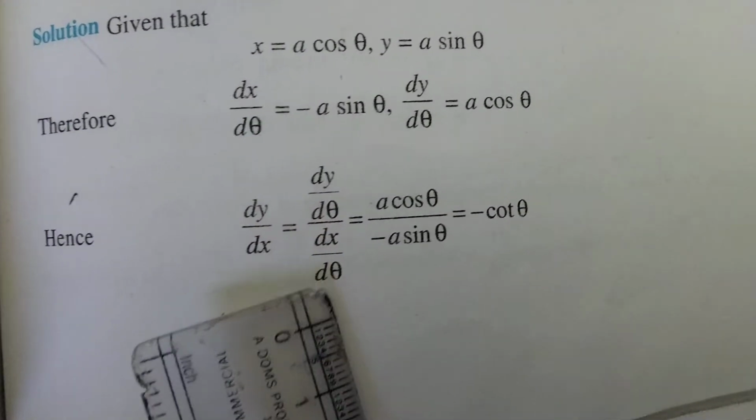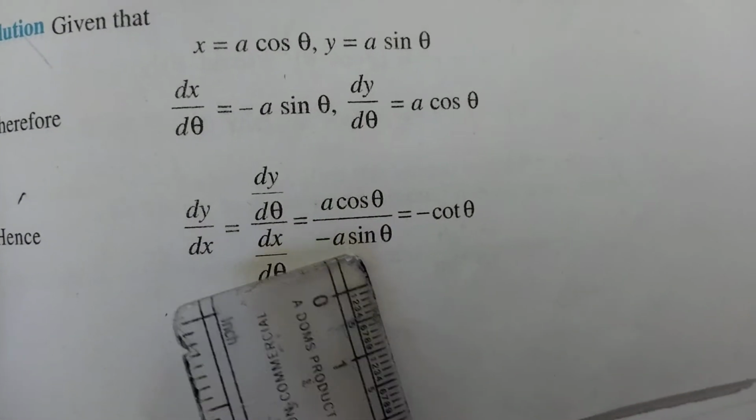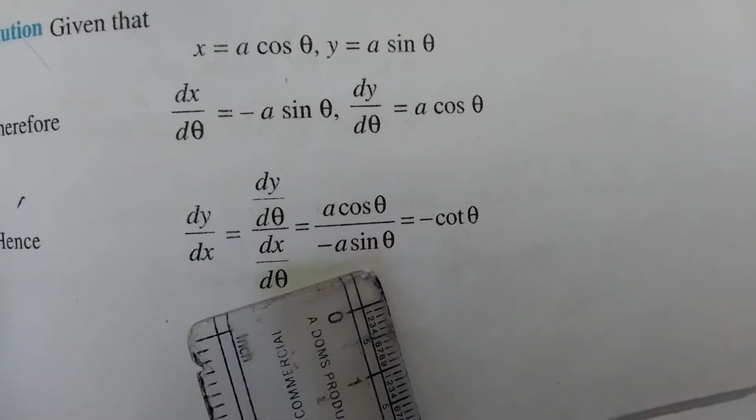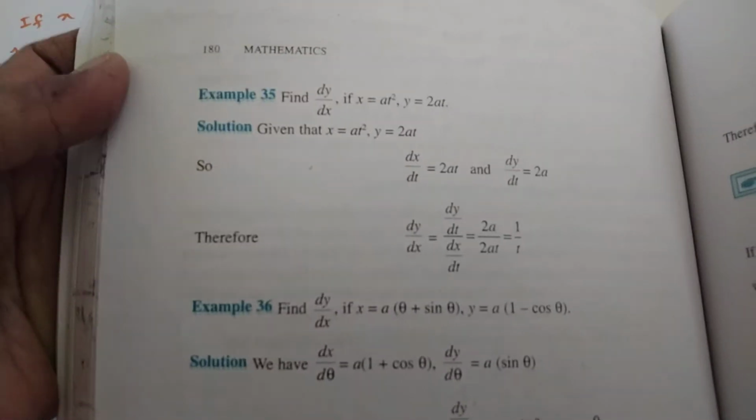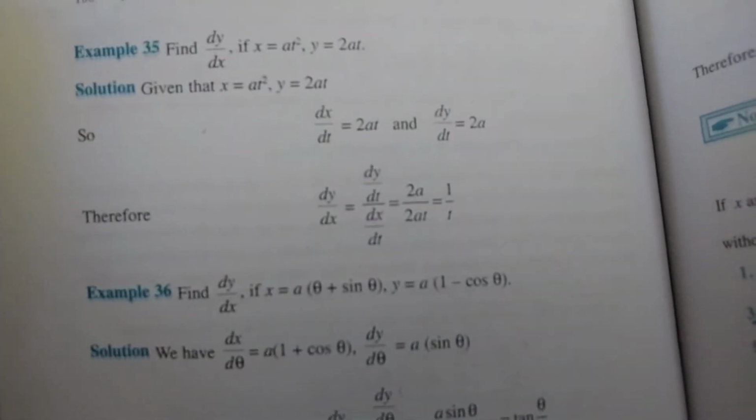So dy by dx equal to dy by d theta divided by dx by d theta, a cos theta divided by minus a sin theta. So a will get cancelled. Cos theta by sin theta is cot theta. So the answer is minus cot theta. This is example 34 in your textbook, part 1 book. Come to the next example.